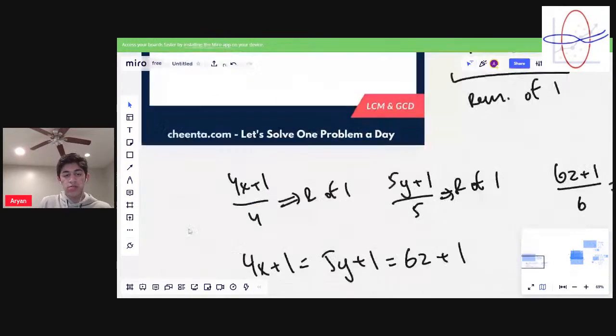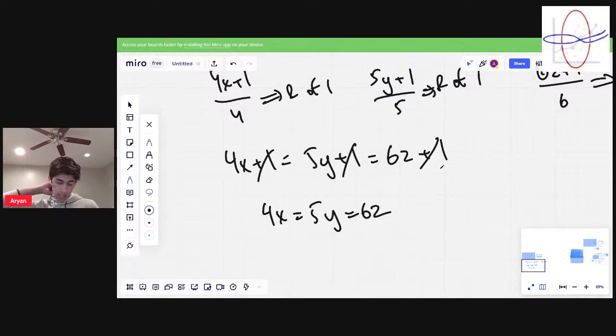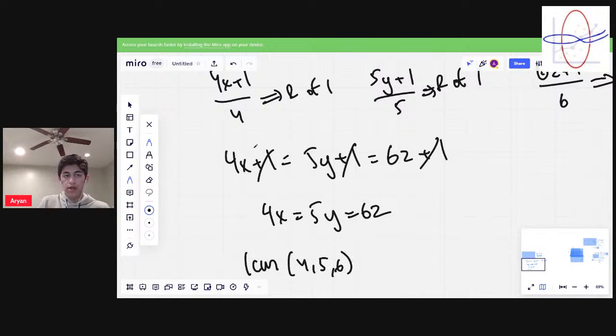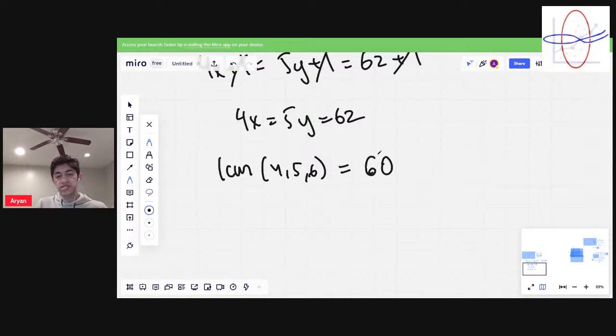And they're asking for the smallest positive integer. So we want to find the smallest x, y, and z, such that 4x equals 5y equals 6z, right? Because I could subtract 1 from everything. So this is basically the same thing as finding the LCM of 4, 5, and 6, right? So now what is that? The LCM of 4 and 6 is just 12, and then the LCM of 5 and 12 is 60. So 60 is the smallest number that's divisible by 4, 5, and 6.